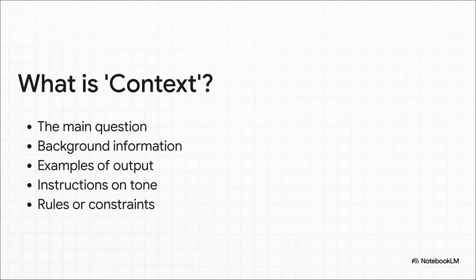So what exactly is this context we keep talking about? Well, it's pretty much everything you put into that prompt box. Yeah, your main question, of course. But it's also all that other stuff, the background info, examples of what you're looking for, instructions on the tone or format, any rules or limits you want it to follow. It's simple. The richer the context you give it, the richer the result you get back.